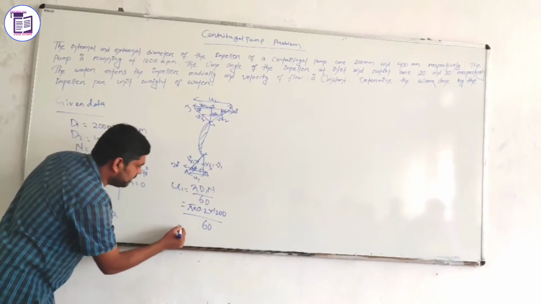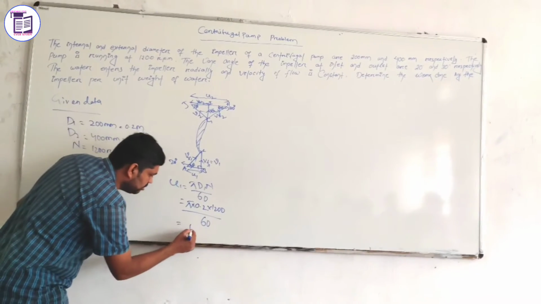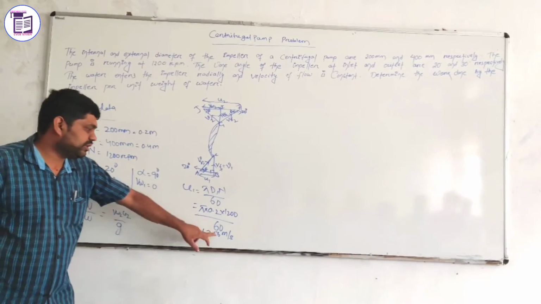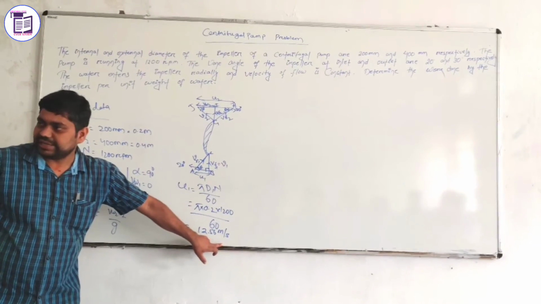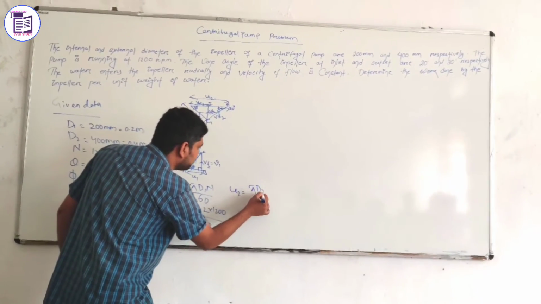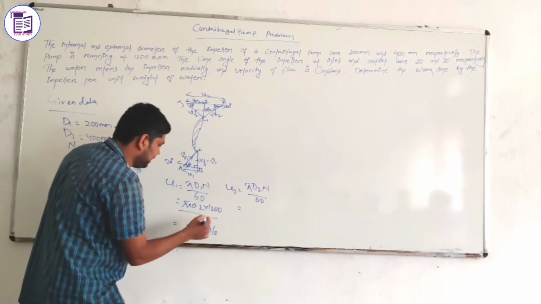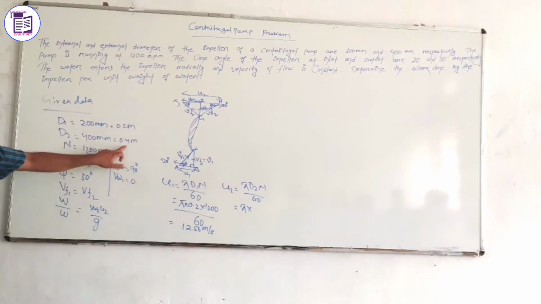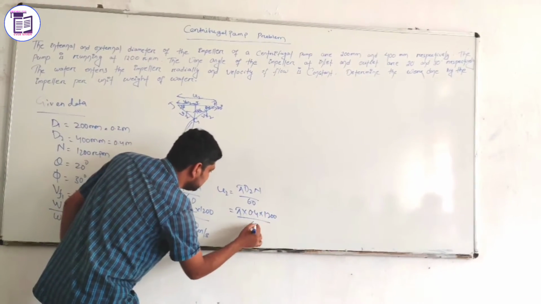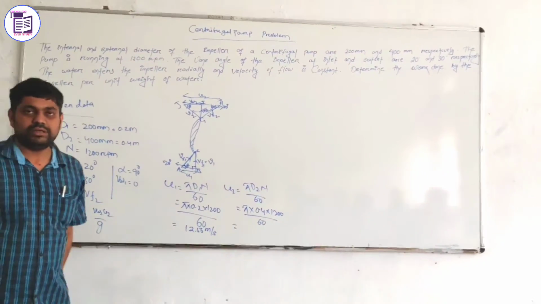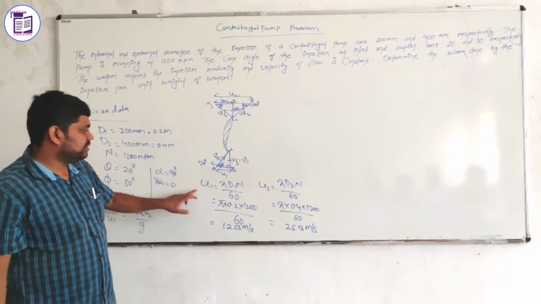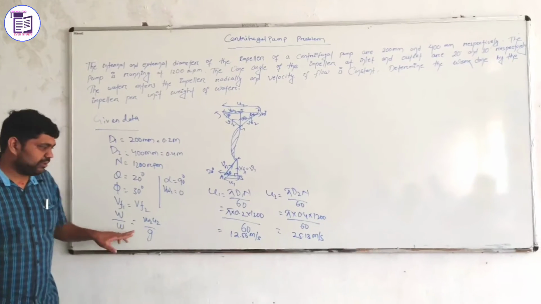So the value of pi D1 N by 60 is 12.56 meter per second. This is velocity, sorry, speed. So you can consider 12.56 meter per second as the unit. Next, similarly you can find the U2 value. U2 is equal to pi D2 N by 60. D2 is given as 0.4 meter, so 0.4 into 1200 rpm by 60. Now the value is 25.13 meter per second. So this is your U1 and U2.